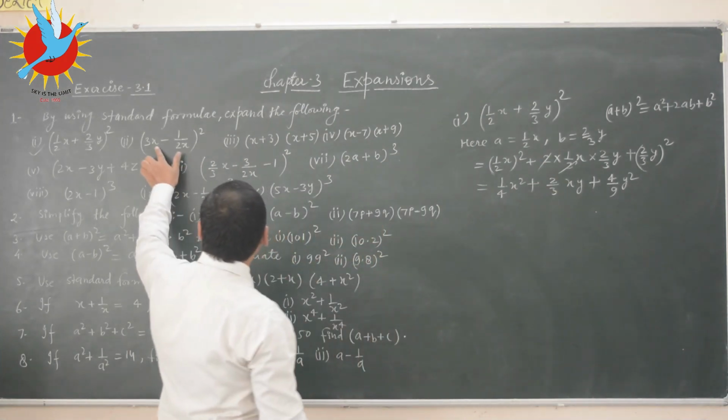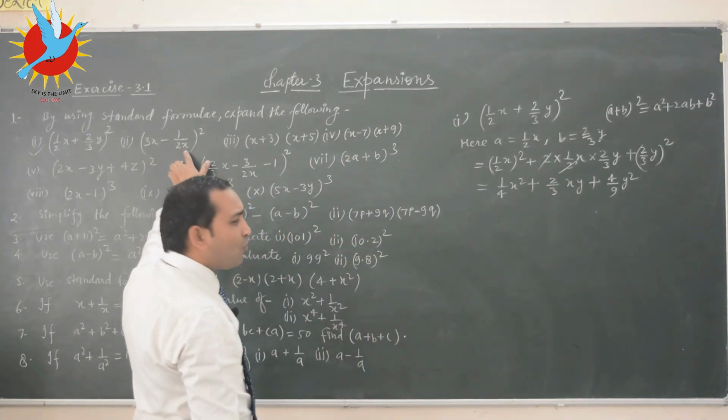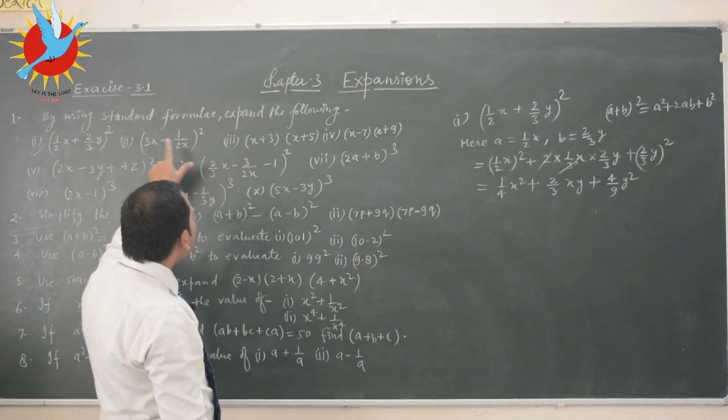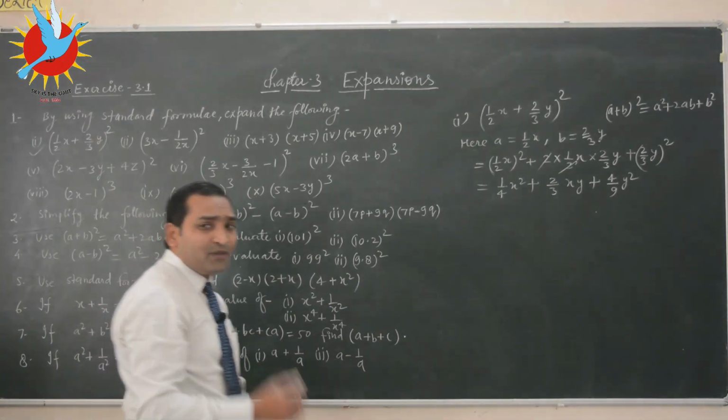Similarly, for the second one, we use the formula a minus b whole square. So a is 3x and b is 1 by 2x.